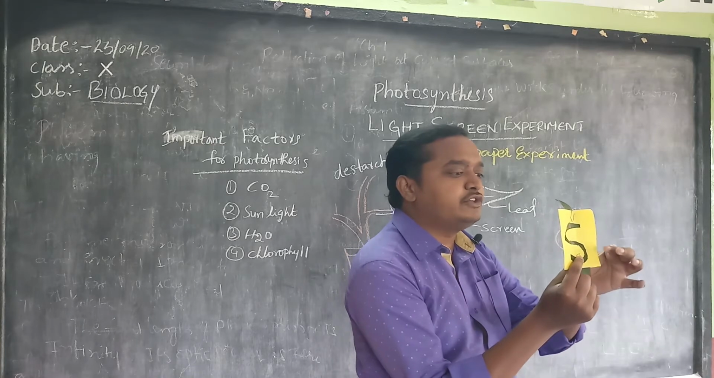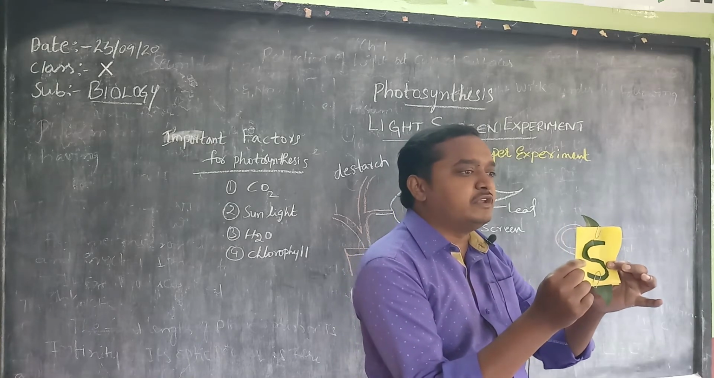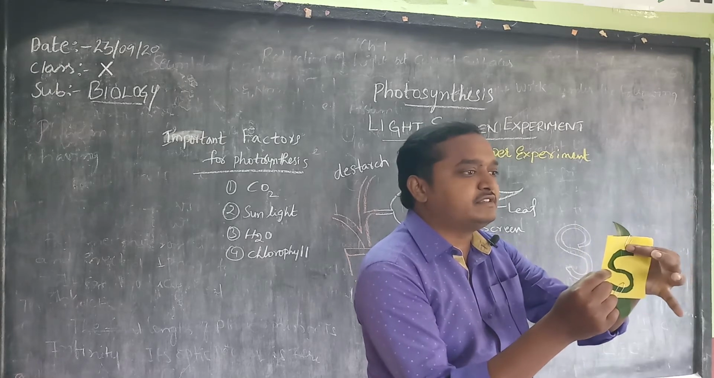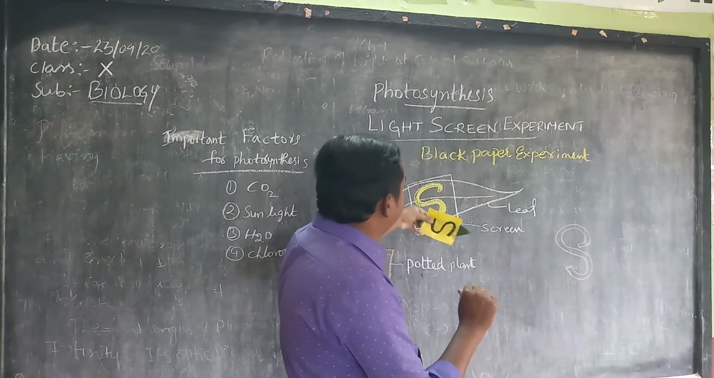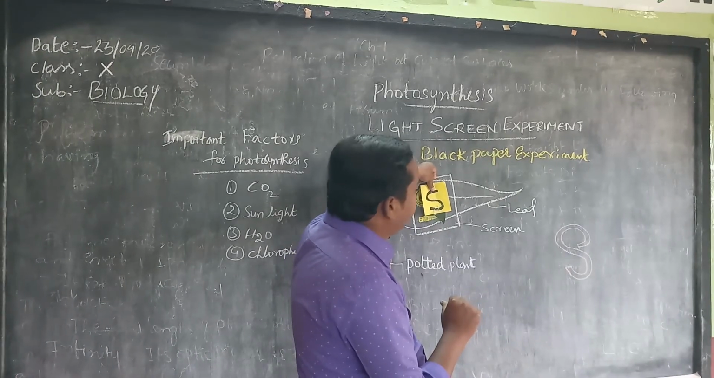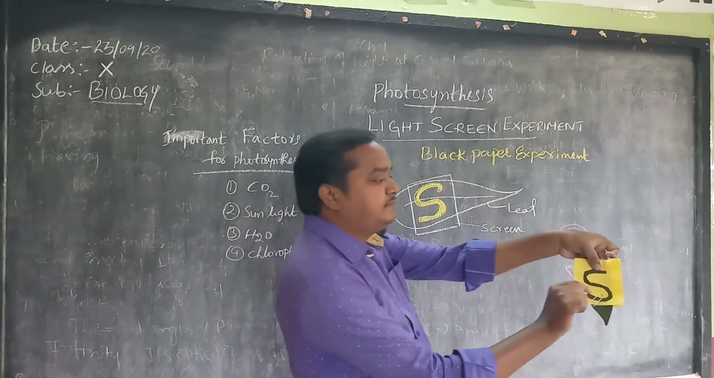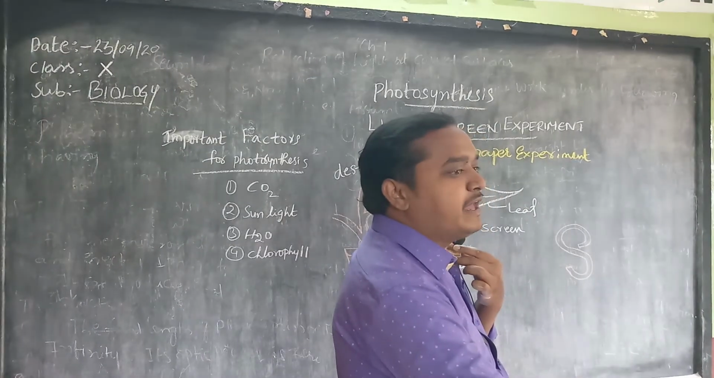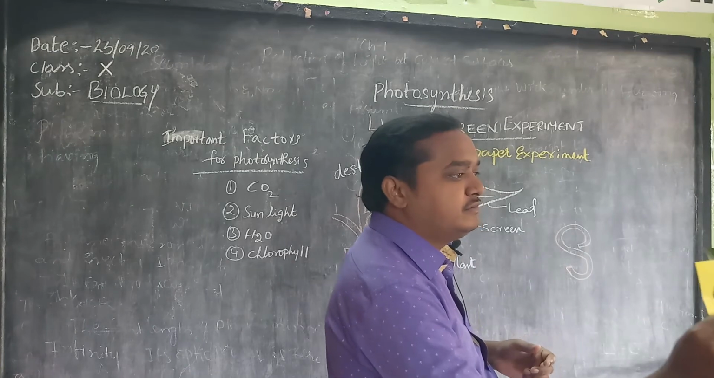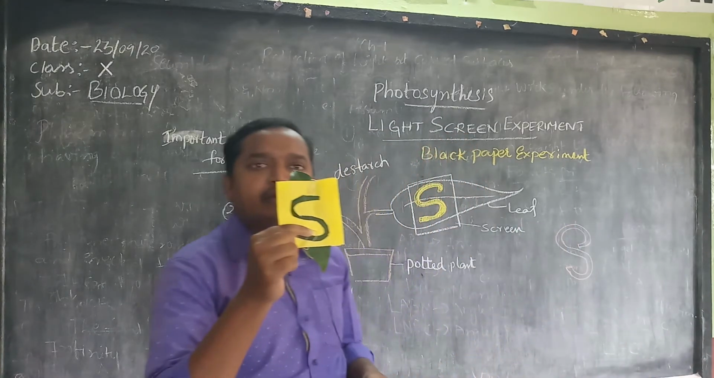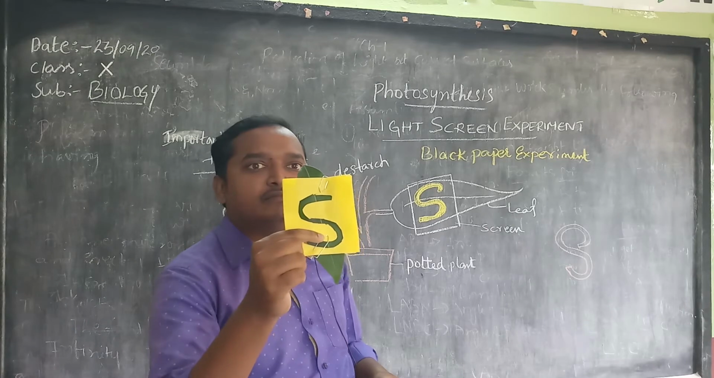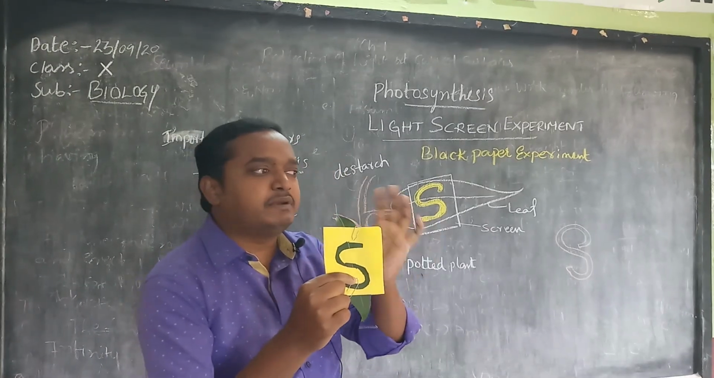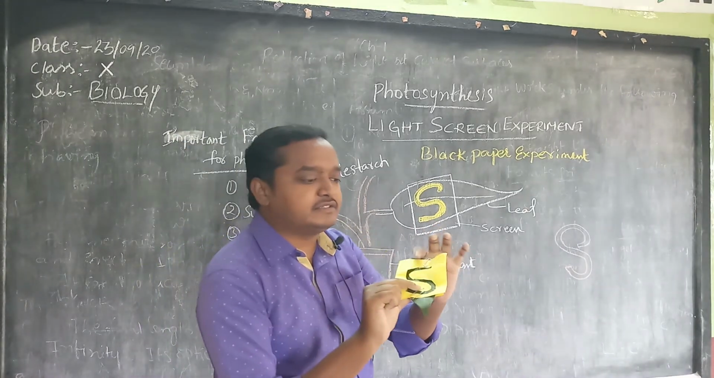Is it clear? H shape. Maybe this is yellow, but you think of it as white. This is the leaf. Fix it like this. If you come to school, we can have a practical session. Understood? Actually this is yellow paper, but you think of it as black paper like this.